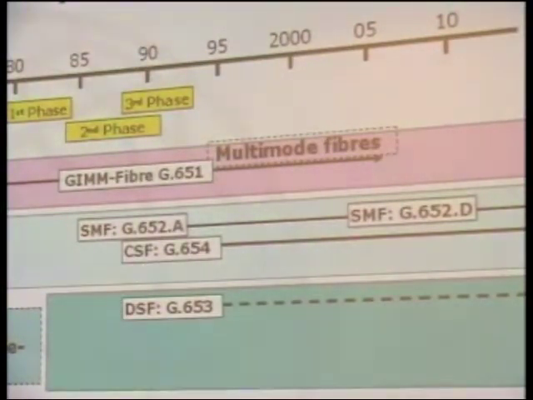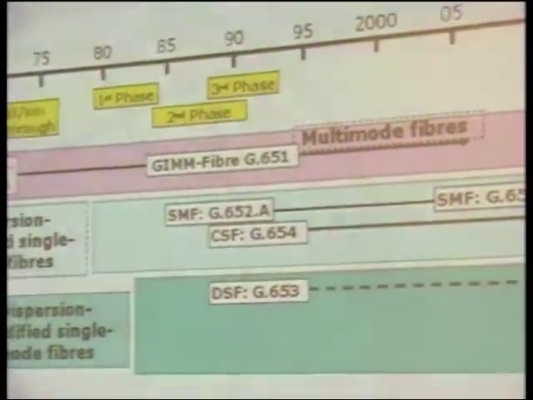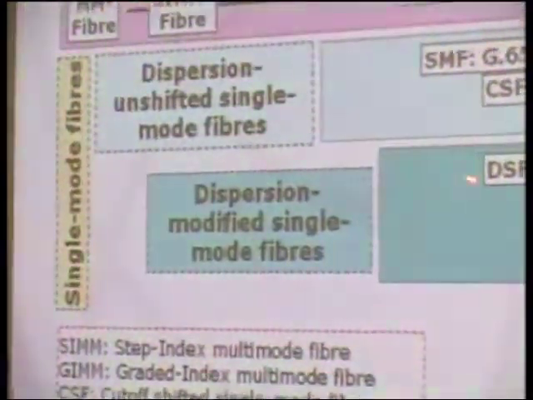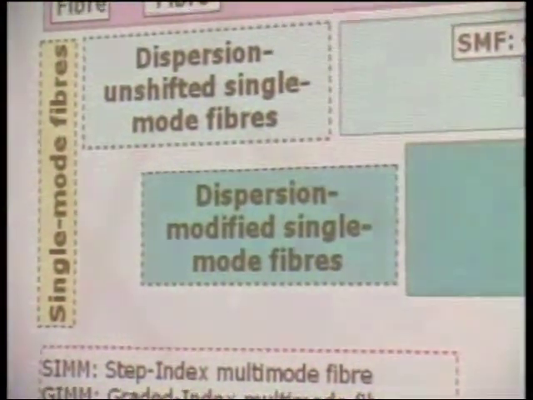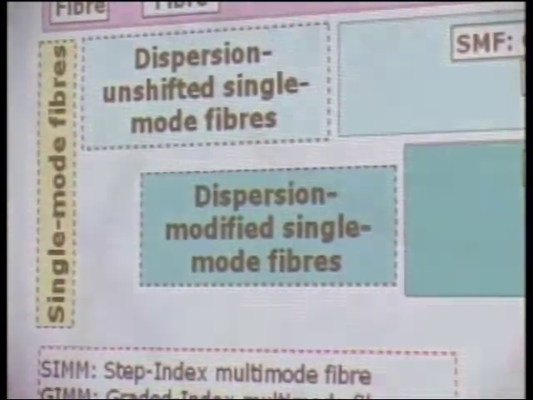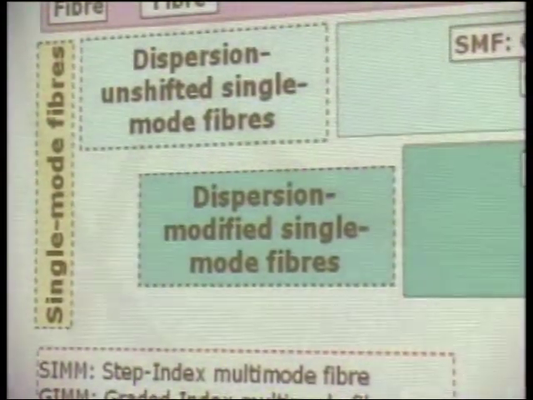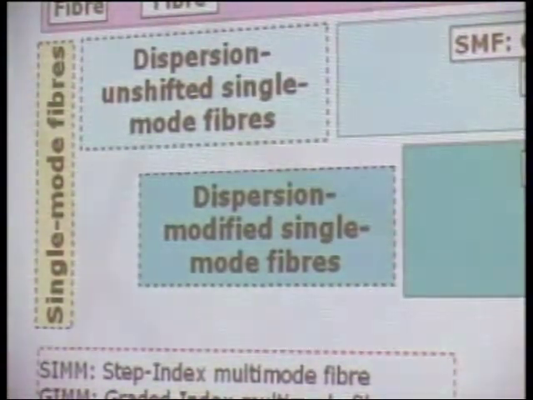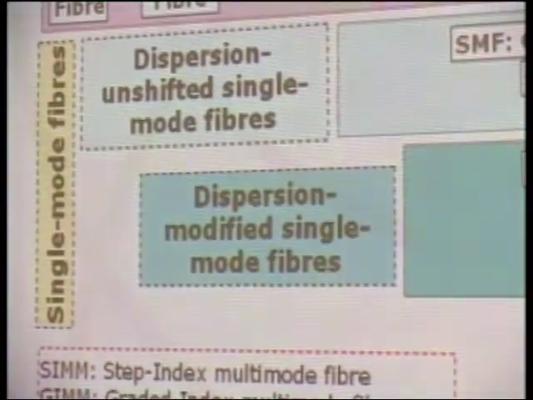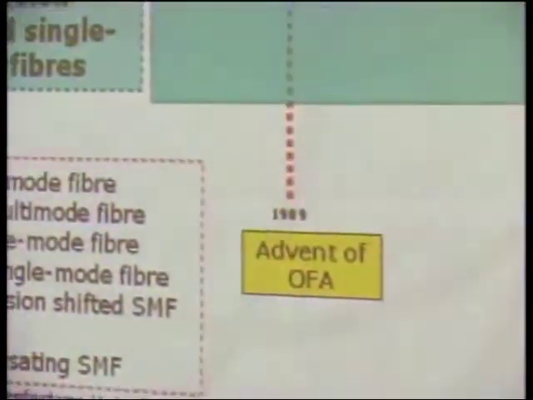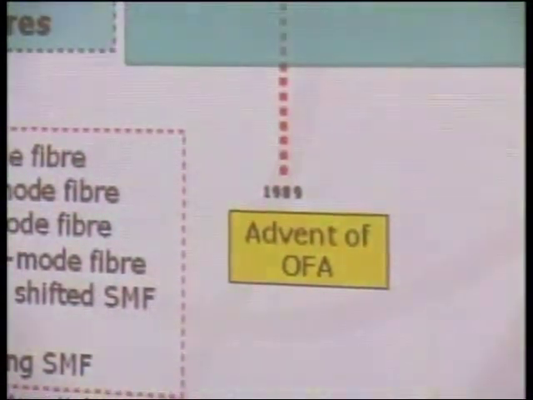Then the new group of single mode fibers was created, dispersion managed fibers we call them, and the first version of that is the dispersion shifted fiber G.653, which was created in the 86, 87 time frame. However, it was optimized only for one channel application, and very quickly after that new developments made this recommendation less interesting.